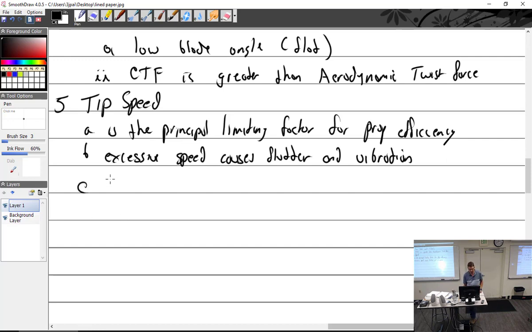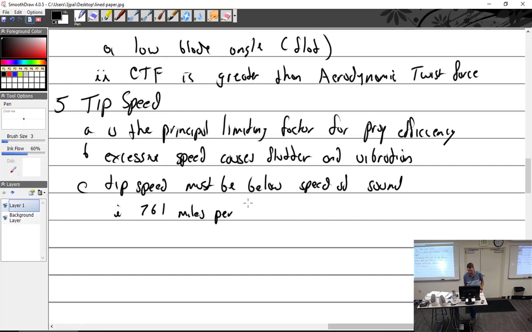Let me see. So tip speed must be below the speed of sound. Although I have heard some people say that some airplanes, you just hear the prop cracking when they're taking off, and they say, oh yeah, the tips are supersonic. Maybe that's true. I don't know. 761 miles per hour at sea level. Not that that matters because you're not measuring a prop like that.